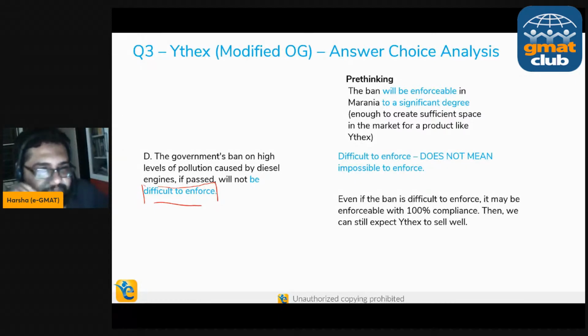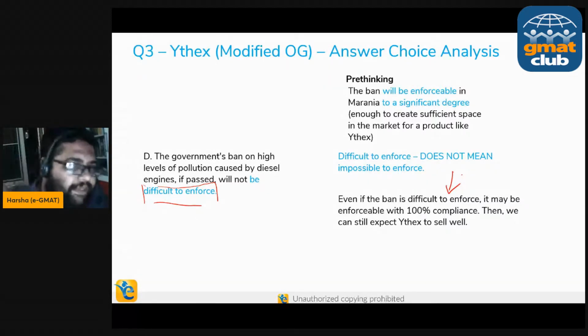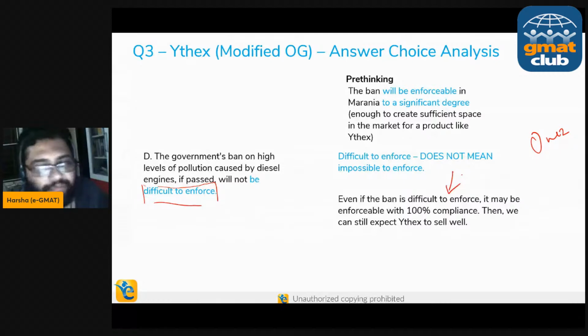It's that precision in wording, difficult to enforce. You have to truly not rush and figure out what difficult to enforce really means. Difficult to enforce only means difficult to enforce. It does not mean it's impossible to enforce. Even if the ban, so the negation of option D, even if the ban is difficult to enforce, it may be enforced with 100% brutal compliance. Not even one single one's engine may be there even in the black market. Then you would still expect Vitex to sell well. The conclusion will not break, and therefore option D does not satisfy the negation test.